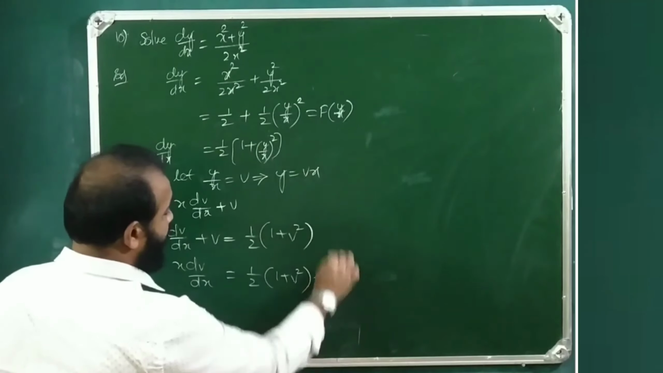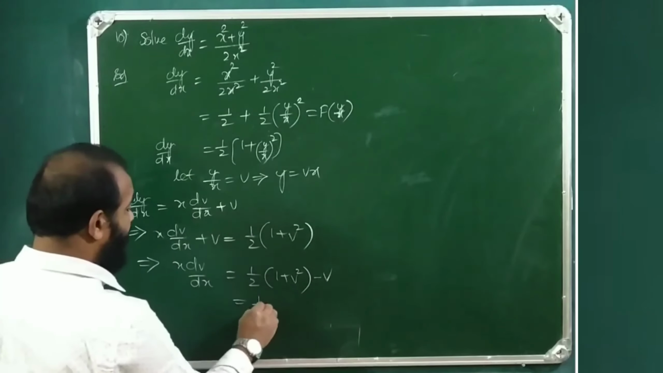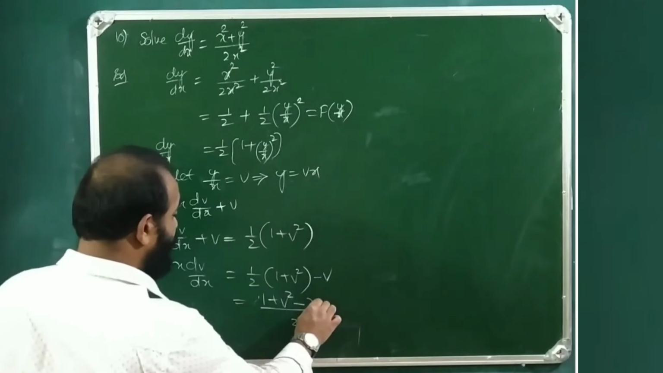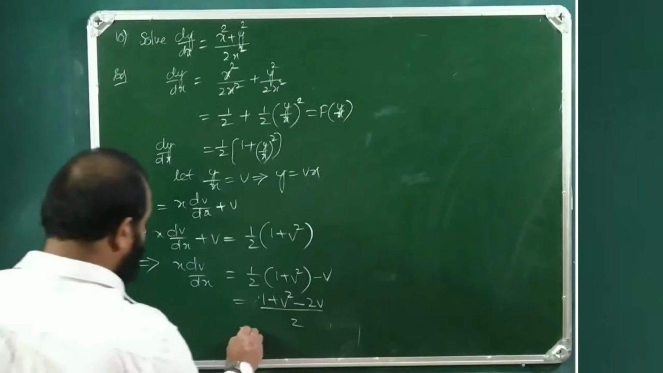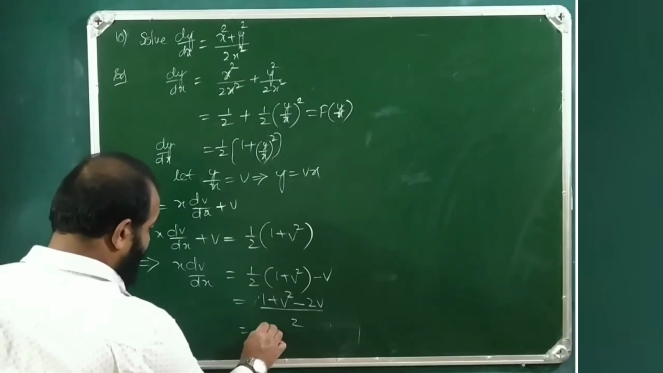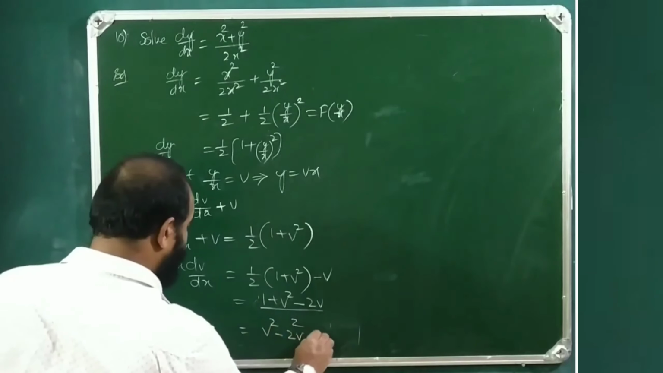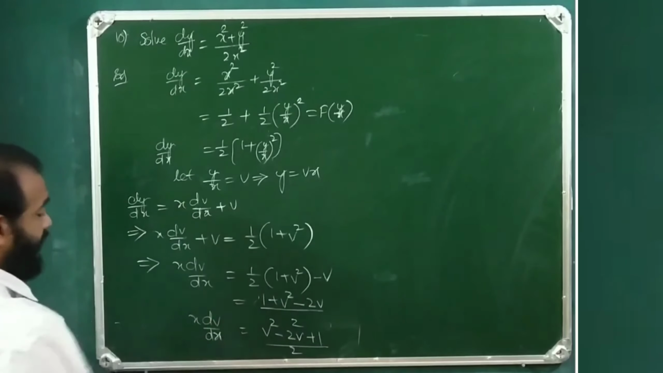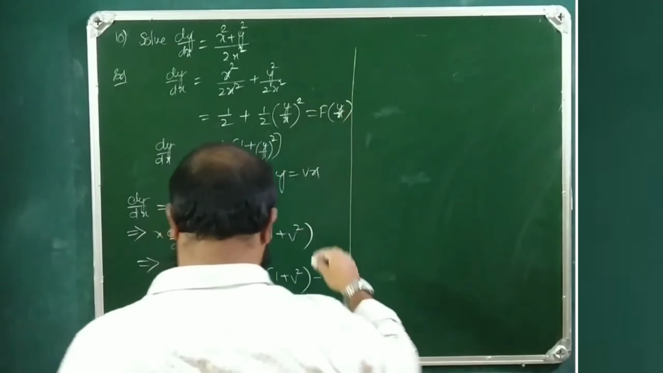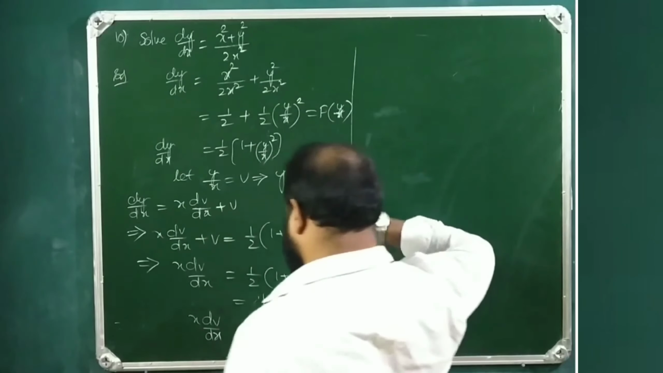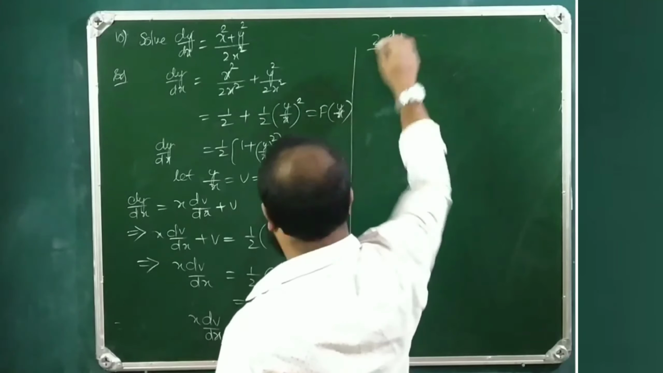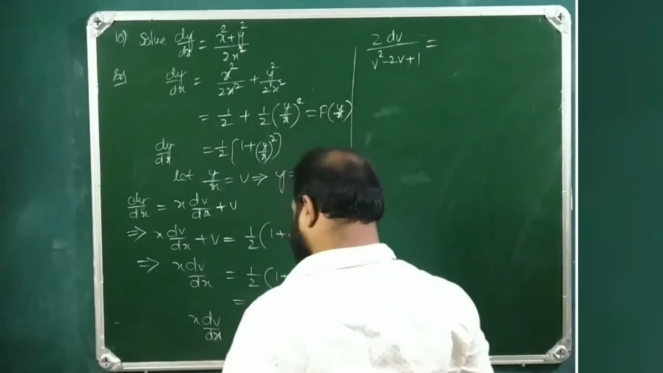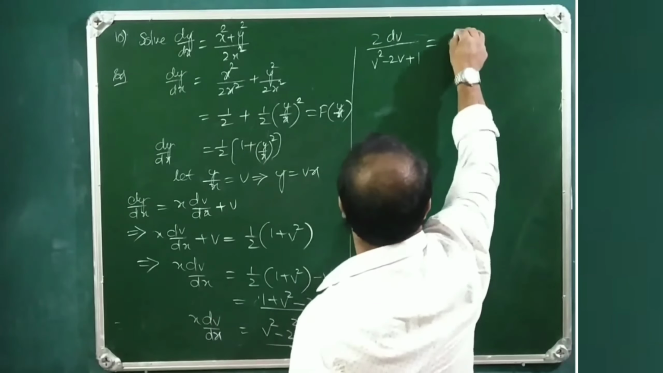This plus v, if you transpose it onto the other side, minus v. So 1 by 2 into, with 2 as LCM, (1 plus v square minus 2v). This is equals (v square minus 2v plus 1) by 2, which is our x dv by dx. This is equals 2 dv by (v square minus 2v plus 1) equals dx by x.